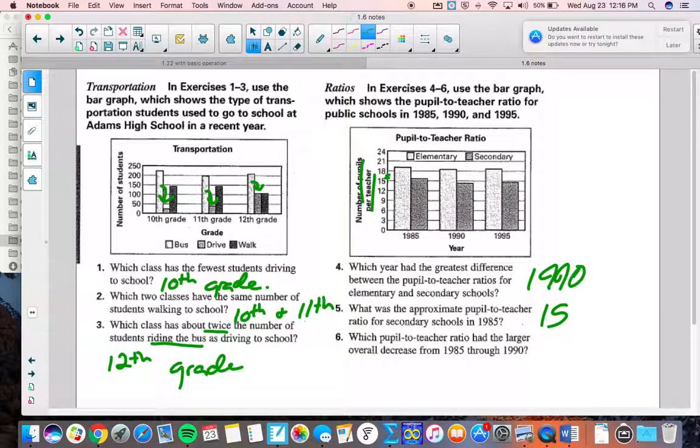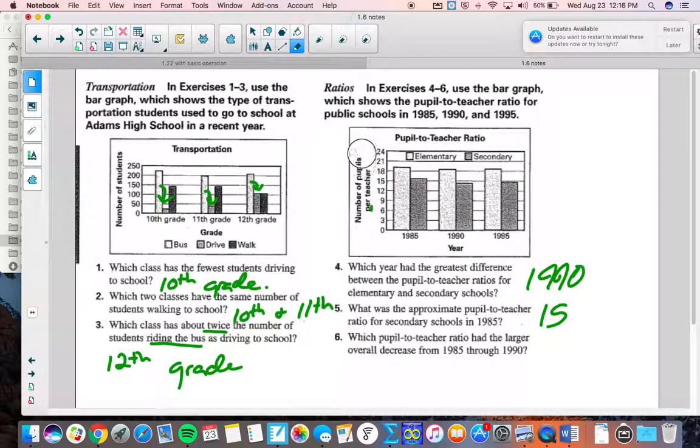What pupil to teacher ratio had the larger overall decrease from 1985 to 1990? So we're comparing the elementary ratio to the high school ratio. Which one decreased or went down more? I think the secondary one decreases more.